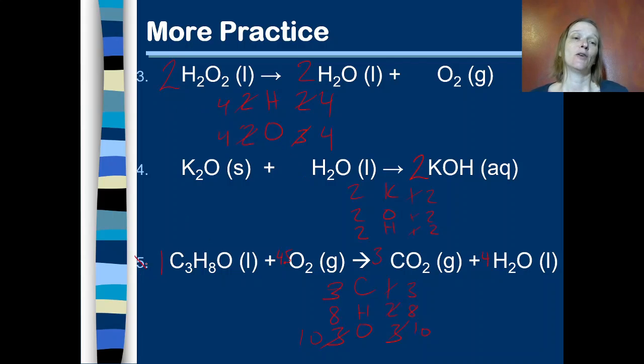Okay, so 5 isn't quite correct yet. We'll look at that in a moment, but 3 has been correctly balanced, 4 has been correctly balanced. 5 is balanced, but not correctly because of this fraction that I have here. So this is one of those situations where you do need to go back and double everything. So the 1 becomes 2, the 4.5 becomes 9, the 3 becomes 6, and the 4 becomes 8.